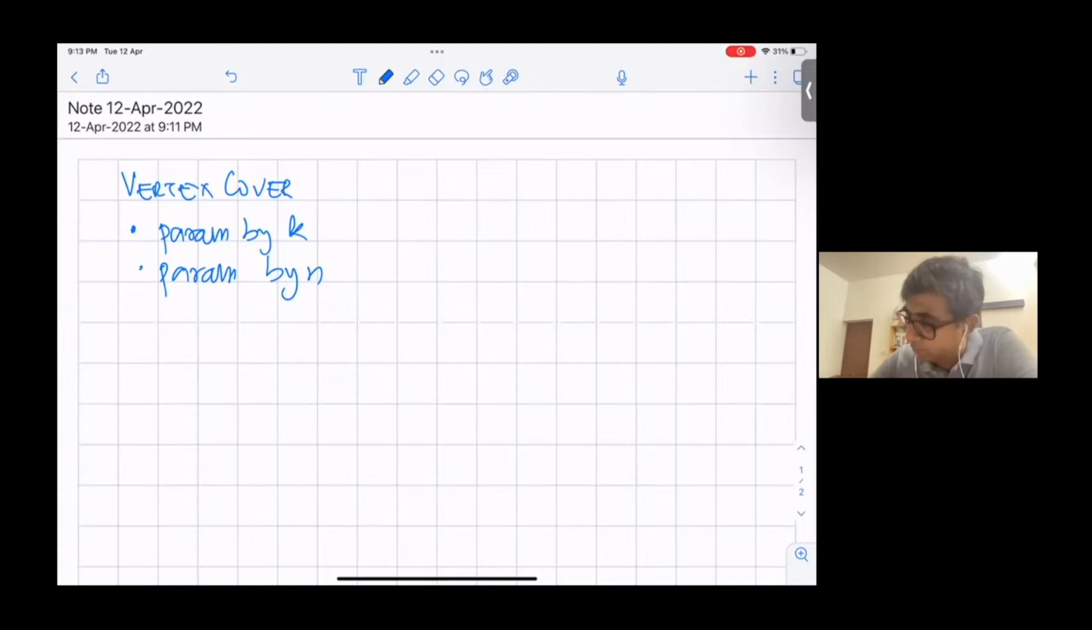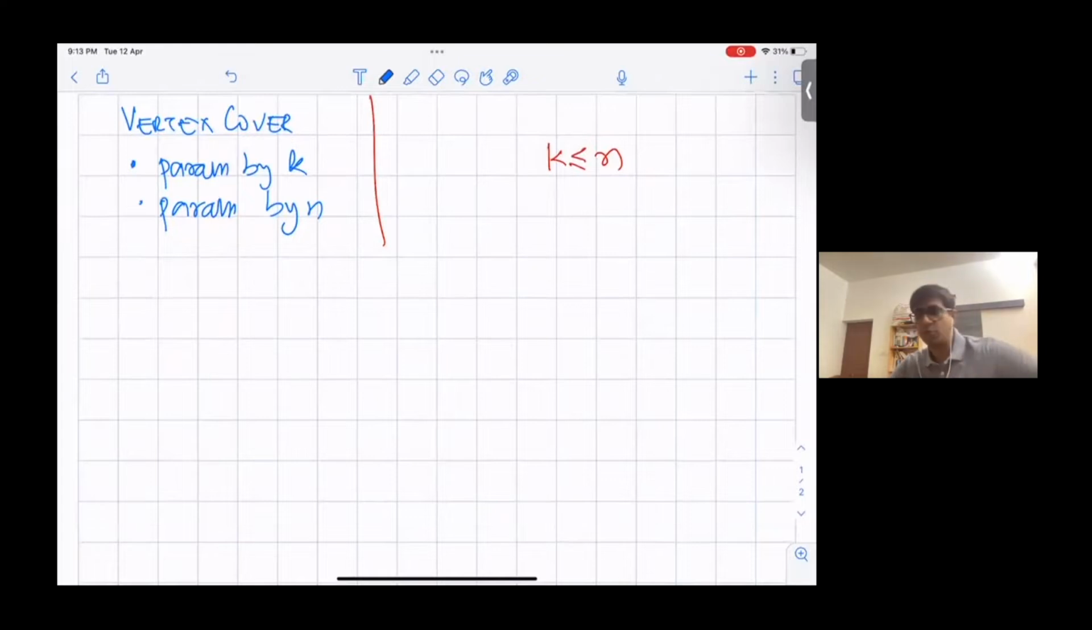And what we know is K is less than or equal to N. Then we started to make some sort of taxonomy of smaller and smaller parameters. The first question which we studied was, maybe we should look at the base, polytime base cases, and study the problem parameterized by the modulator to that.